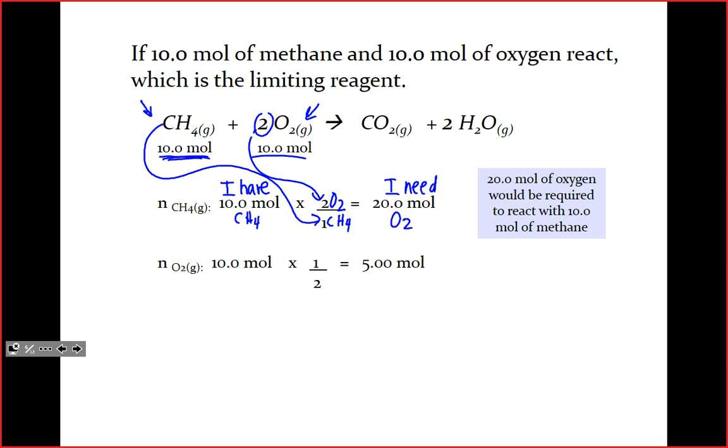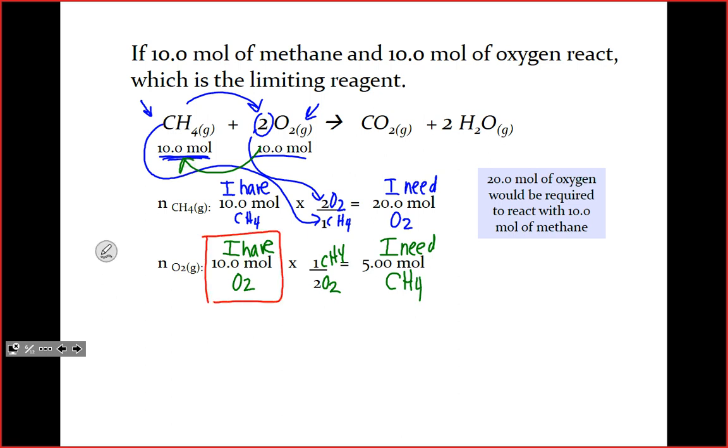But now I'm going to compare my oxygen to methane. So the first time we went this way, this time we're going to go this way. I have 10 moles of oxygen. I'm using my molar ratio. This time oxygen is what I have, so now the 2 is on the bottom because it's of O2 and this is of CH4. I need 5 moles of CH4.